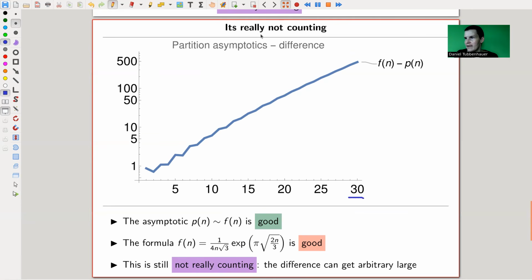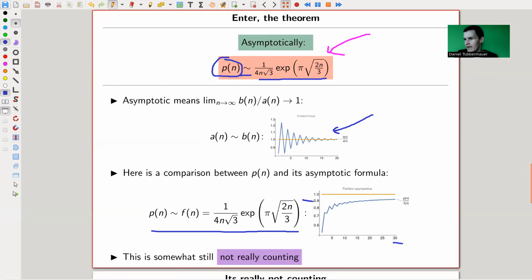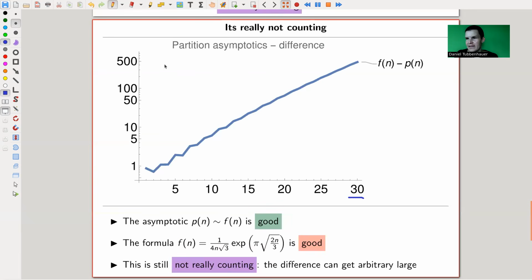So here I list again the 31, which was 90% correct. Here I list it as a difference, and it's different. They're always different by 500. So I don't get the number p of n. I get the number p of n plus 500 in this case, roughly 500. So although the asymptotic formula is fantastic, it's absolutely great. I say it again, there's a pi, there's a square root, and there's an e. Fantastic, thumbs up. And it does a really good job for large n. It does only a really good job for the ratio. So it's still not really counting. Fantastic formula, but we still don't get p of n because the difference somewhat gets arbitrarily large.